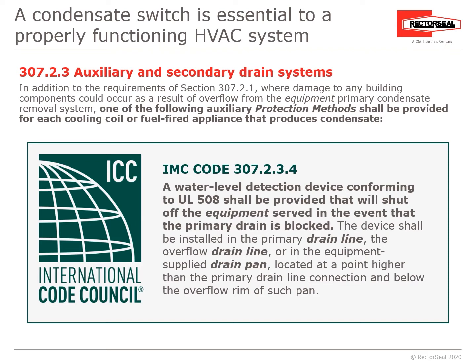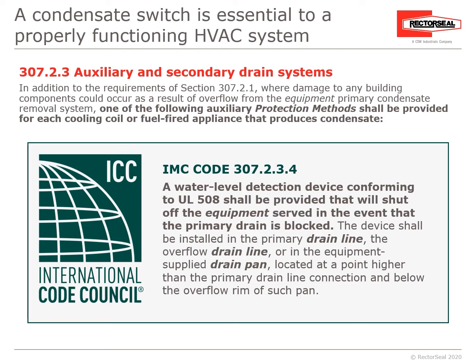The IMC Code 307.2.3 Section 4 provides three methods, which use water level detection devices. And the ICC is clear in stating a water level detection device conforming to UL 508 shall be provided that will shut off the equipment served in the event that the primary drain line is blocked. Those three methods are: the device shall be installed in the primary drain line, or in the overflow drain line, or in the equipment supply drain pan located at a point higher than the primary drain line connection and below the overflow rim of such pan.